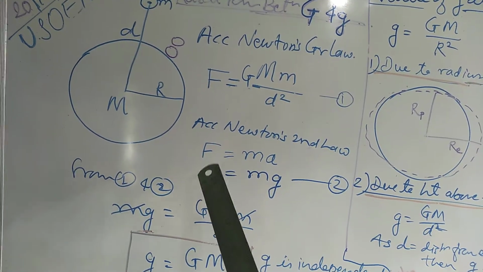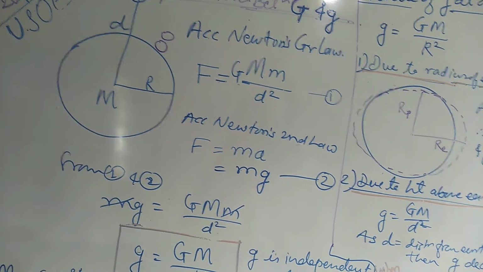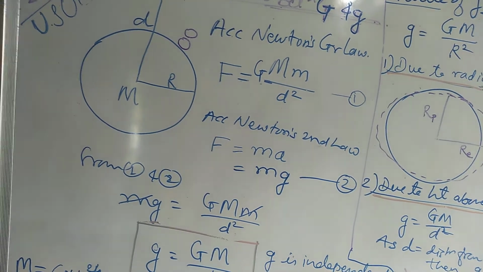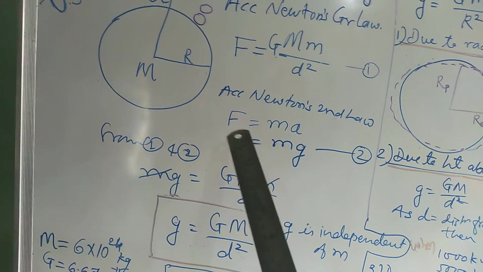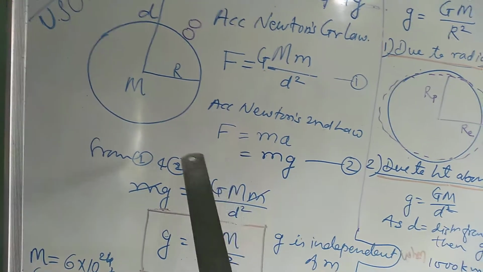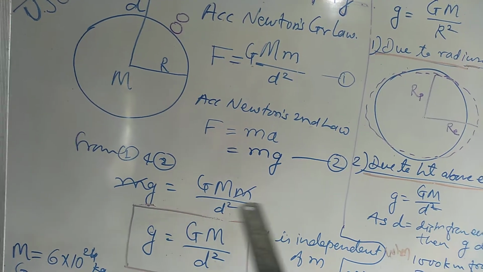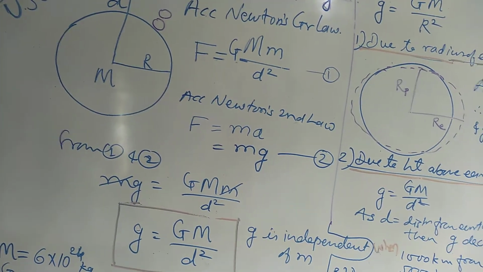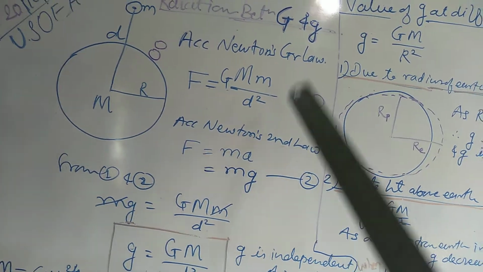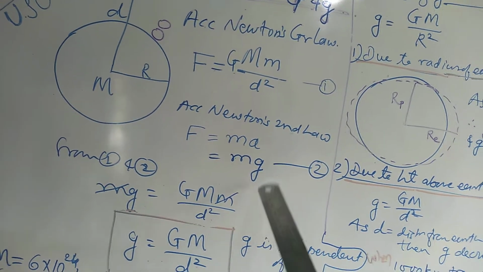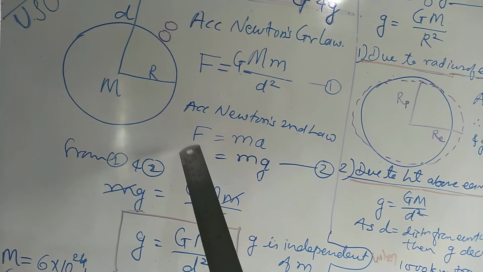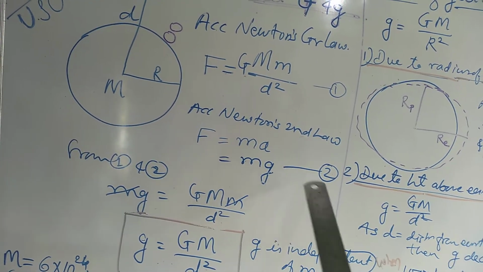But according to Newton's second law, F is related to the acceleration by this relation: F is equal to m into a. Here a is the acceleration when we are following the horizontal motion, as we studied in chapter 8. Now here we are applying it for vertical motion. That acceleration is the acceleration due to gravity, and hence we have replaced a by g. So we get F is equal to m into g. That is the second relation.